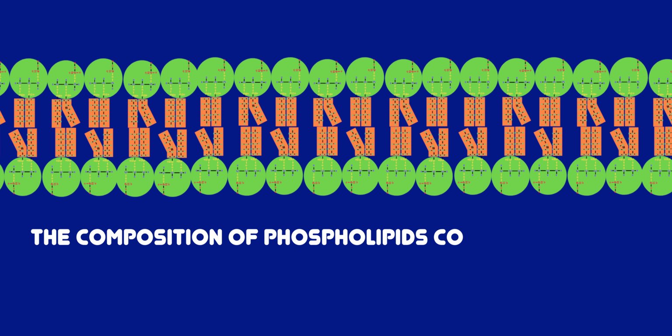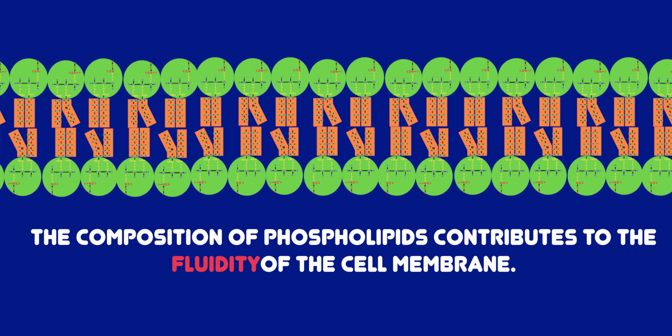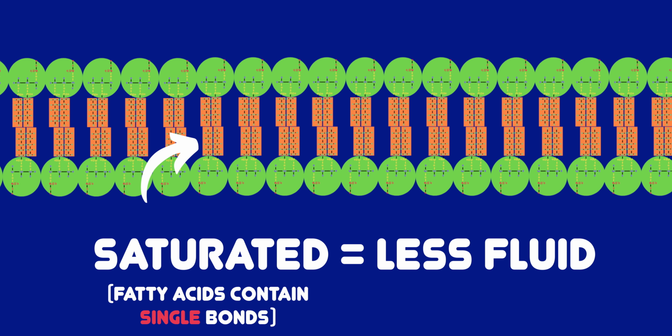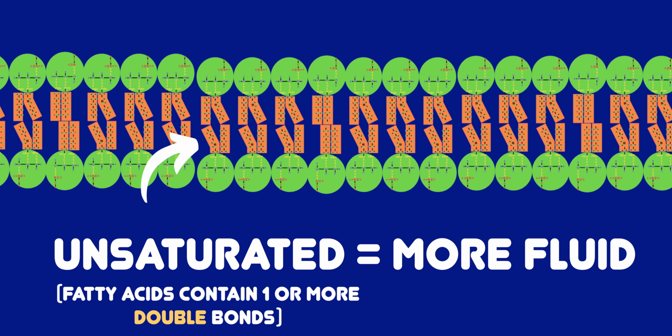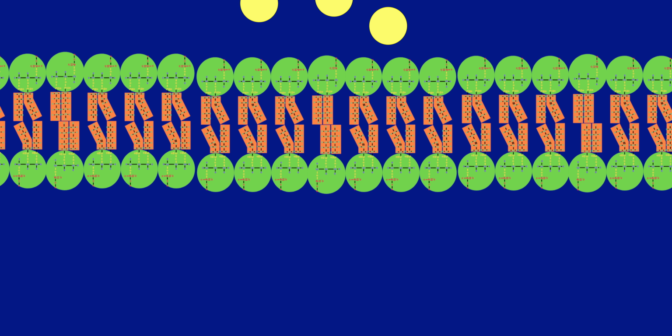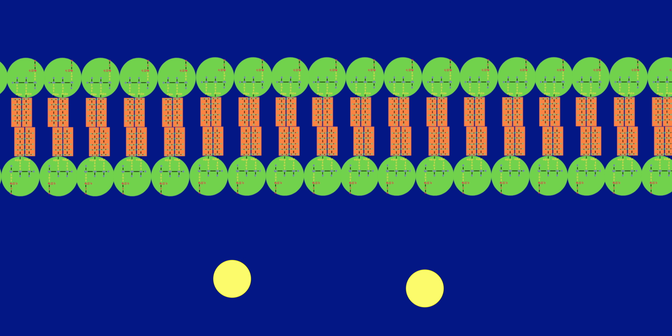The composition of phospholipids contributes to the fluidity of the cell membrane. If they are mainly saturated fatty acid tails, then the membrane will be less fluid. If they are mainly unsaturated fatty acid tails, then the membrane will be more fluid. If the membrane is too fluid, it will let more molecules through it, and if it is not fluid, it will prevent molecules from passing through it.